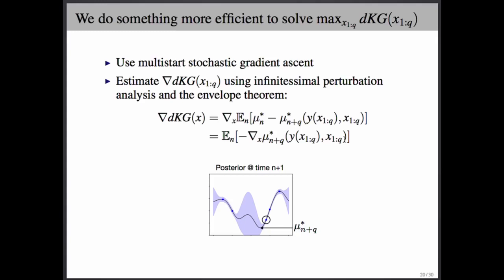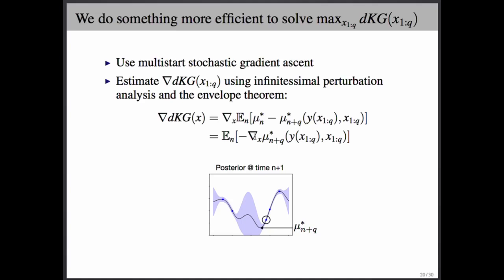The second idea is the envelope theorem, which allows us to compute this inner gradient more efficiently. This quantity is the gradient of the minimum of the posterior mean as a function of both exogenous noise from the simulator and where we sample. As we change where we sample implicitly inside the gradient operator, the location that minimizes the posterior mean changes.